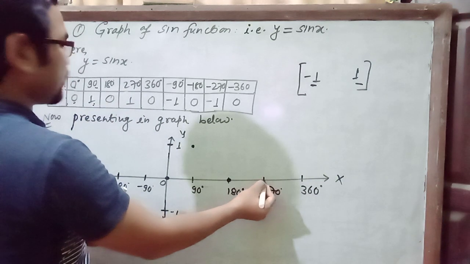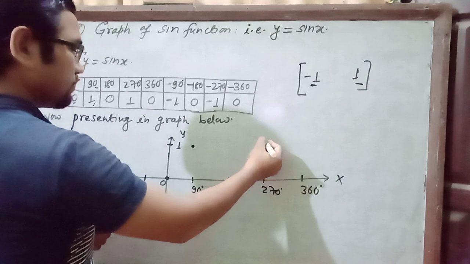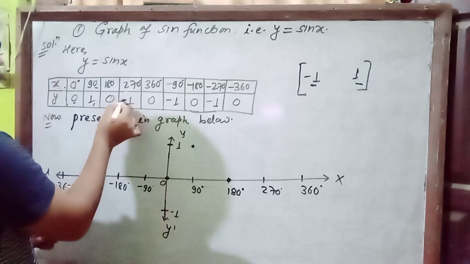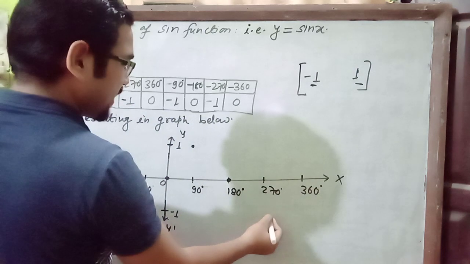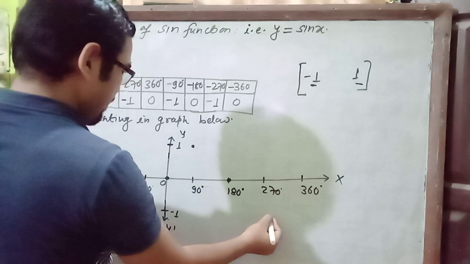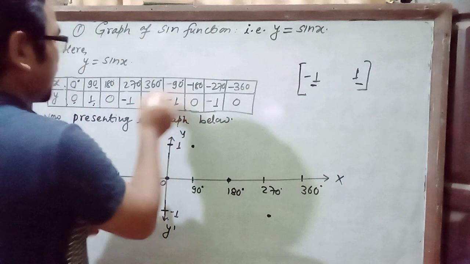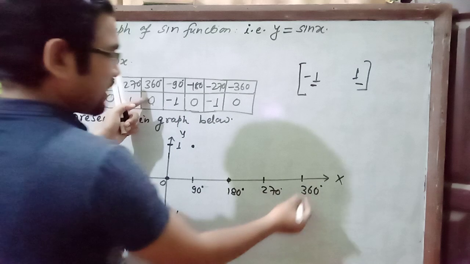1 means positive 1, so we have to write upside. No. Plus 270 or negative 1. Okay, -1, there was a mistake here. It is -1, the downside. It lies downside. -1 straight here. Okay. Next one is 360 degree.